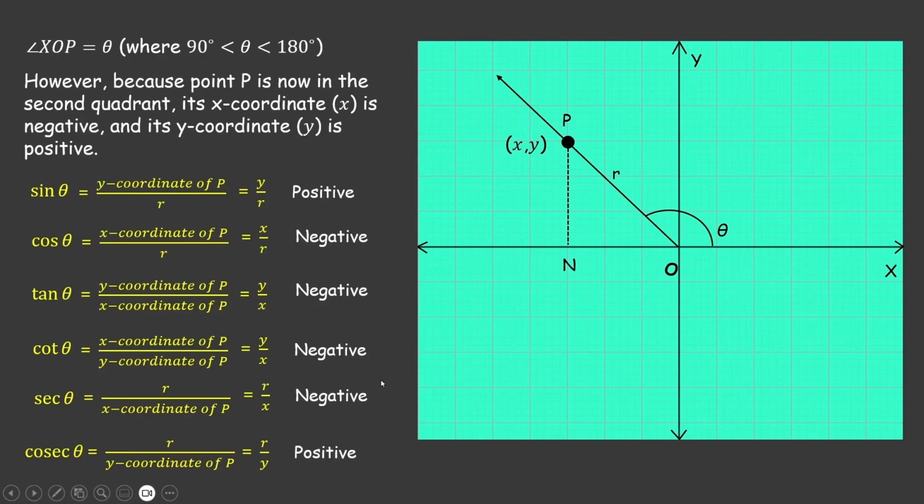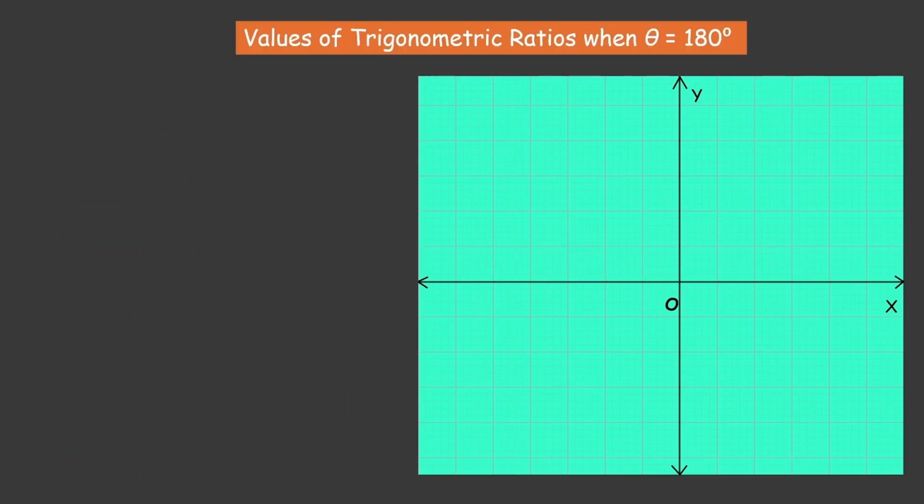All other trigonometric ratios are negative. So far, we have seen trigonometric ratios when theta is less than 180 degrees. But we have a special case when theta is exactly 180 degrees. When theta is 180 degrees, this is the angle XOP. I have highlighted it in a different color for better visibility. This distance OP is r, right?